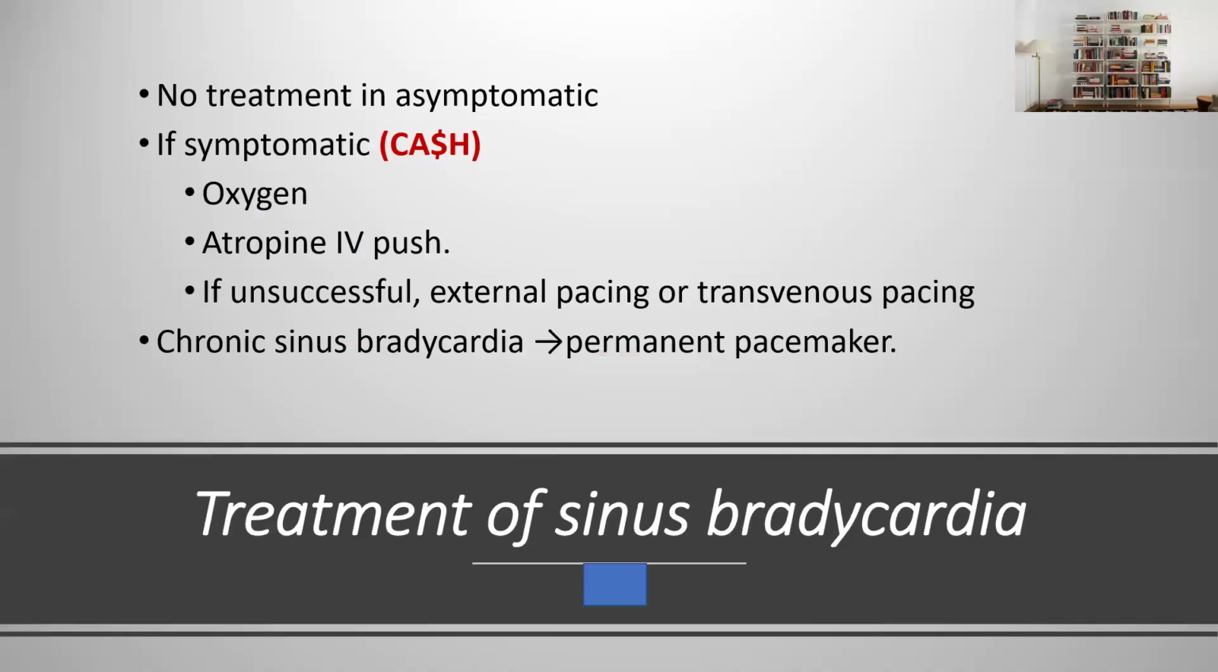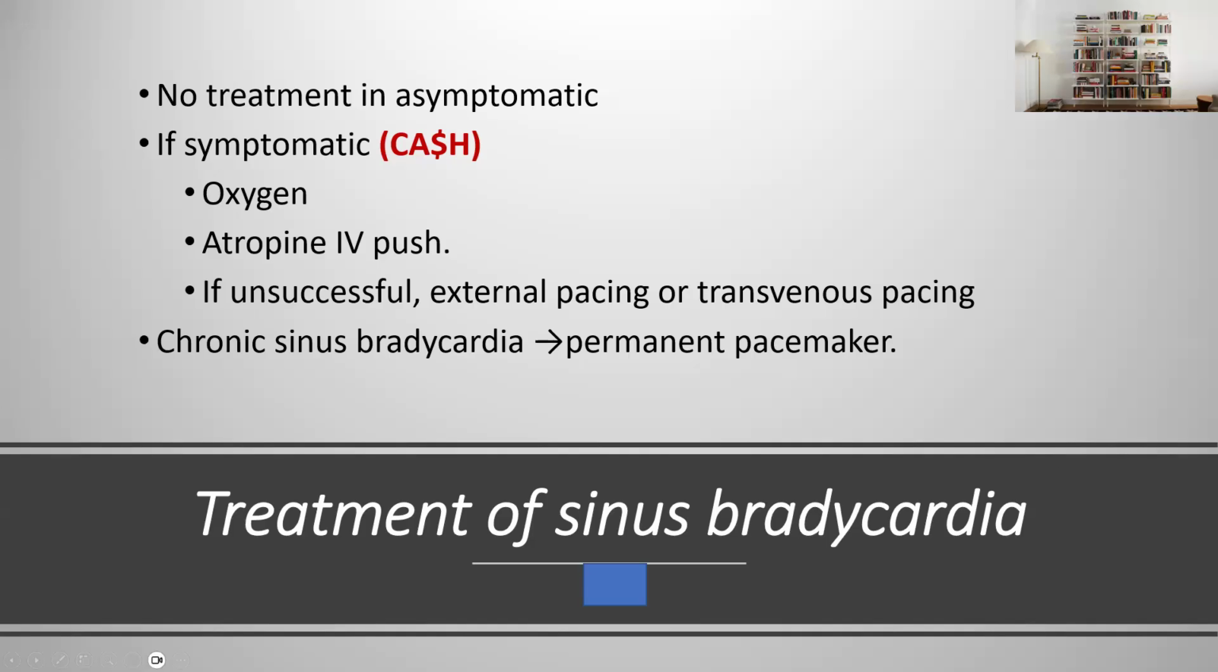Now, let's say that there's going to be a slow heart rate. Let's say it's 40 and the patient is having CASH, meaning to say chest pain, altered mental status, shock, shortness of breath, hypo, and hypertension. So what is the treatment? Well, if they're symptomatic and they have CASH, we would give oxygen. We could give atropine 1 milligram. If unsuccessful, we're going to have to do an external pacemaker.